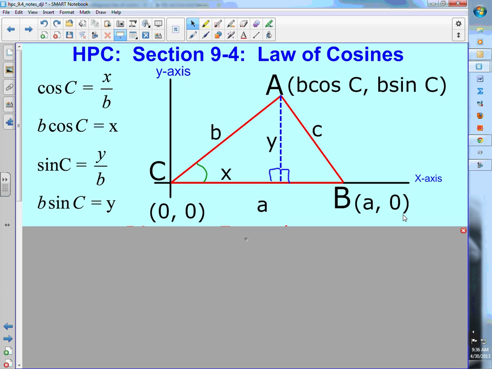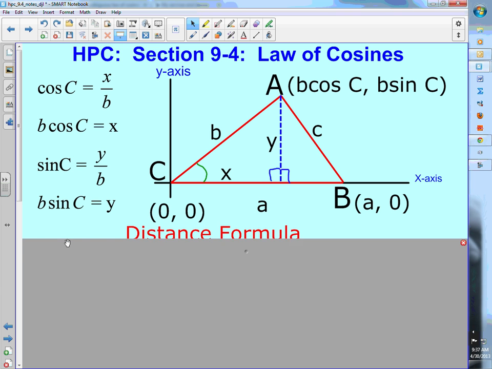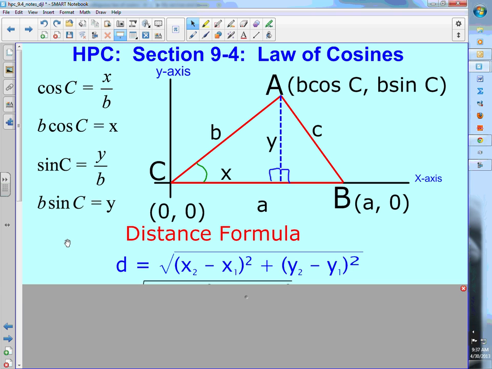Now what we're looking for is our ability to find out how long c is. We know little a, we know angle c, and we know little b, and we're trying to figure out the distance between point A and point B, which is side c. So the way we're going to derive this formula is we're going to use the distance formula. We haven't done distance formula in a while, but this is how we're going to derive law of cosines.